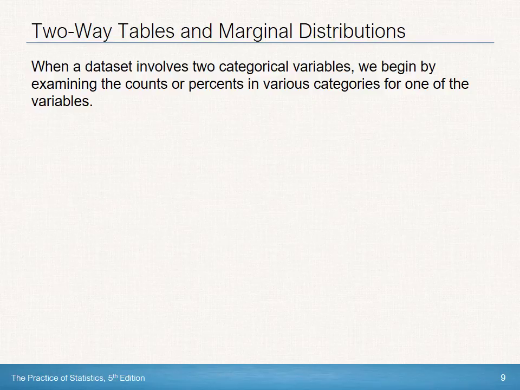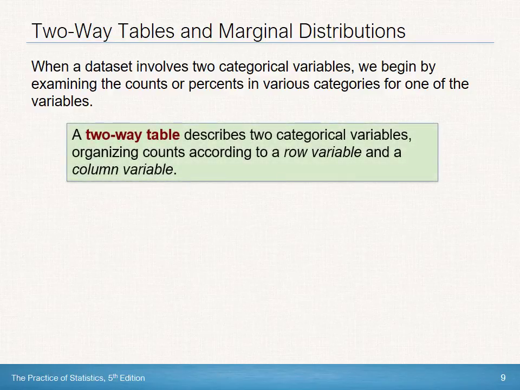Okay, so now we're going to get into two-way tables and marginal distributions. When a data set involves two categorical variables, all the data sets we've looked at before have always involved just one. When it involves two, we need to begin examining the counts or percents for various categories. So a two-way table, you need to write this on your notes, describes two categorical variables, organizing counts according to a row variable and a column variable.